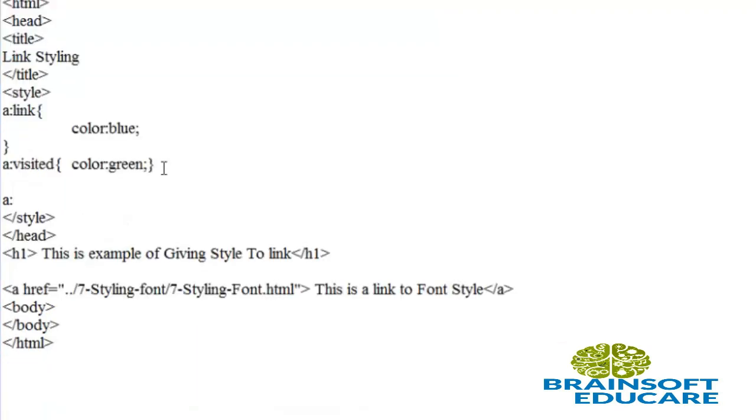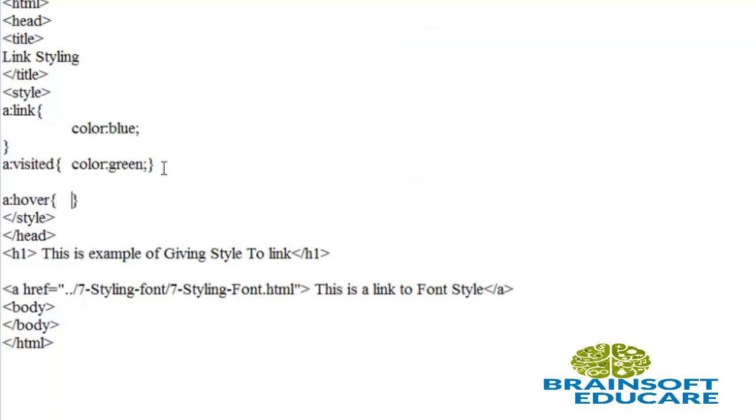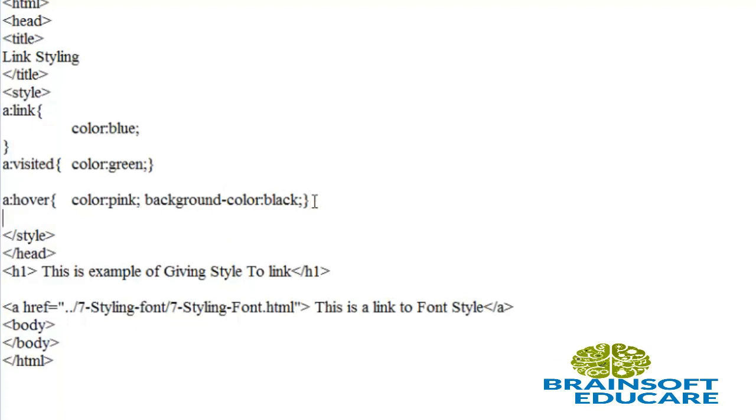When the mouse is over the link, I want to set the background color and the color of the text to a different color from visited or unvisited. So hover is used to give this effect. I want to set color equal to pink, background color to black. So when we hover the mouse, it will be affected.